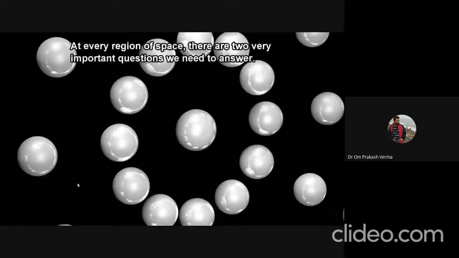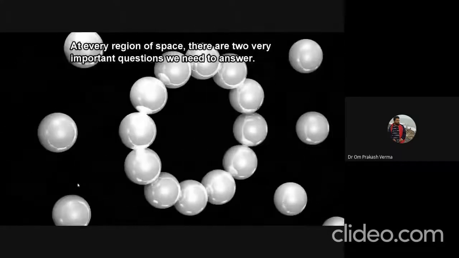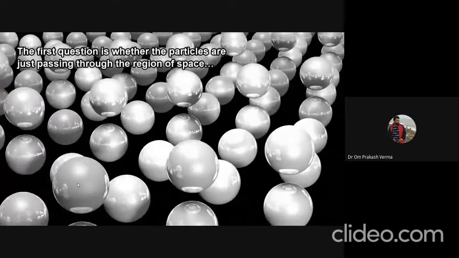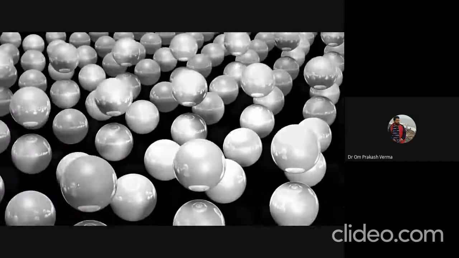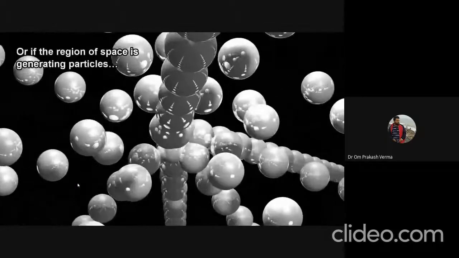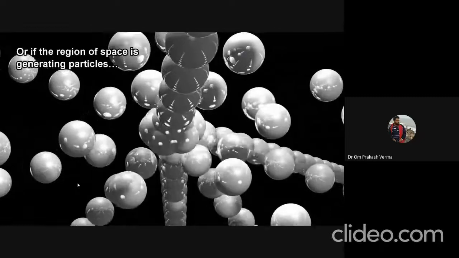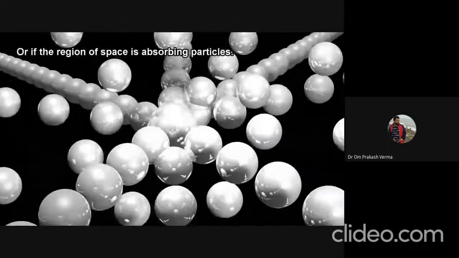At every region of space, there are two very important questions we need to answer. The first question is whether the particles are just passing through the region of space, or if the region of space is generating particles, or if the region of space is absorbing particles.